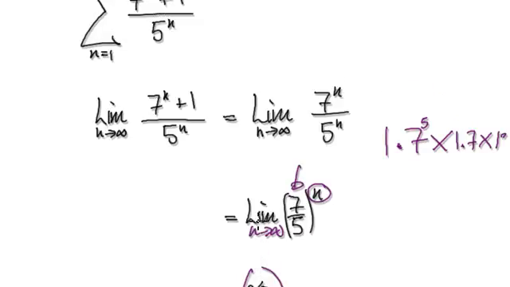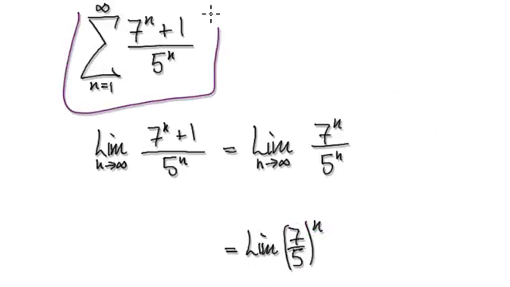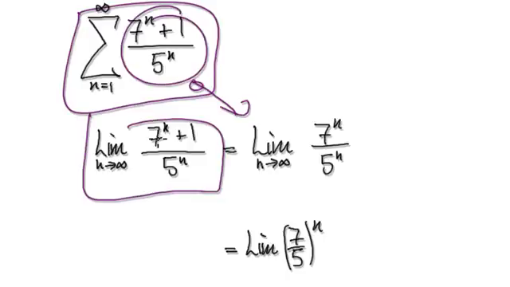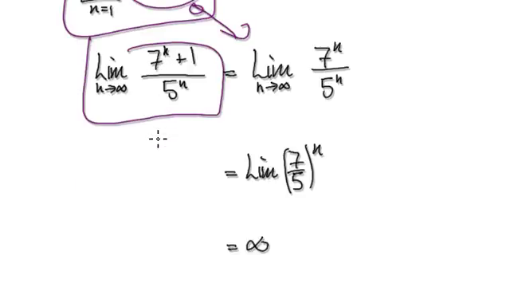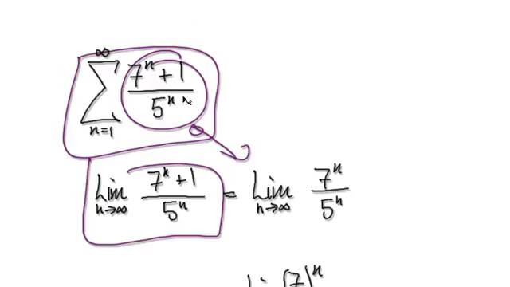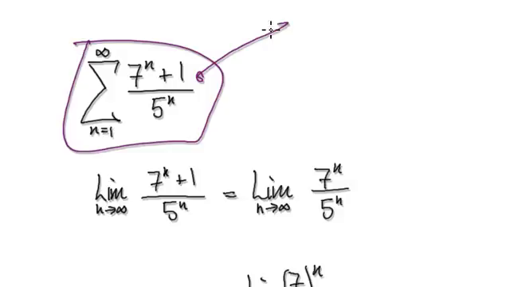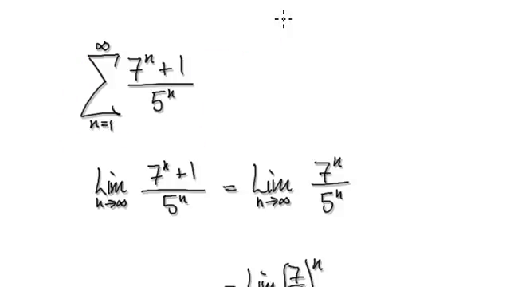So in order for a series to converge, the limit of this thing here must be zero. But here the limit is very, very big. So therefore we can conclude that this series will diverge. Okay, so next one.